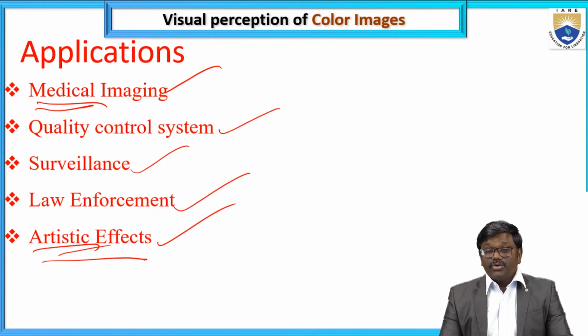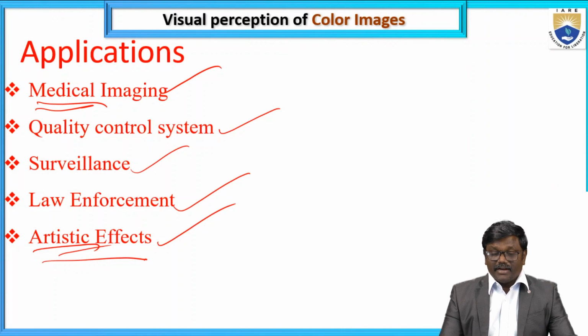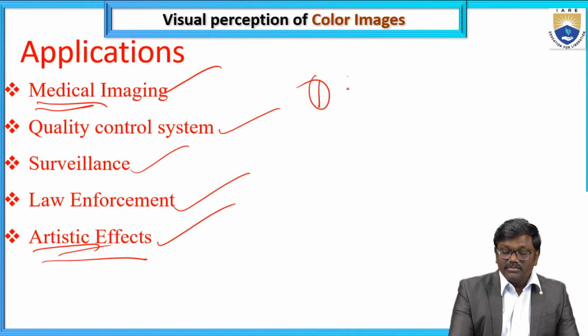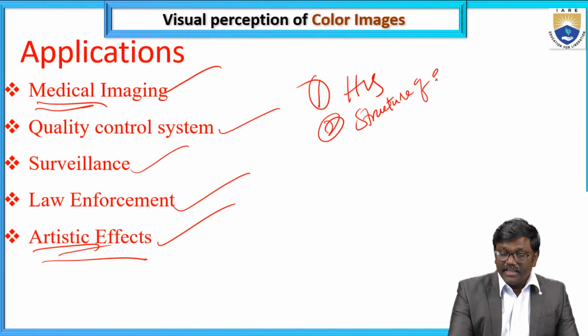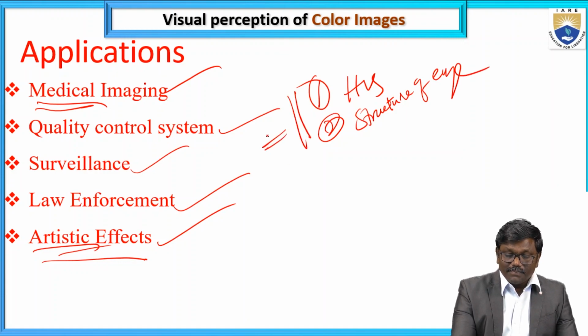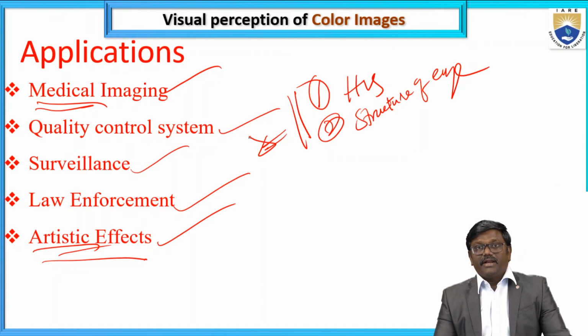So you can understand this topic of visual perception of the color image, which we are going to understand in terms of: number 1, how the HVS system can be defined; number 2, the structure of the eye and how it is defined. Depending upon the application, this may be concentrated on.